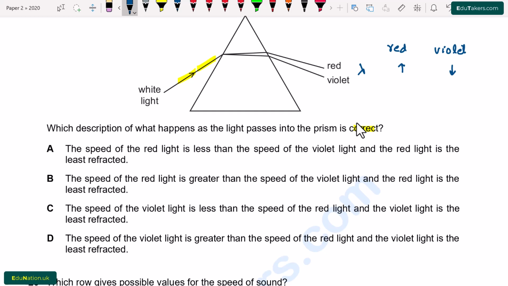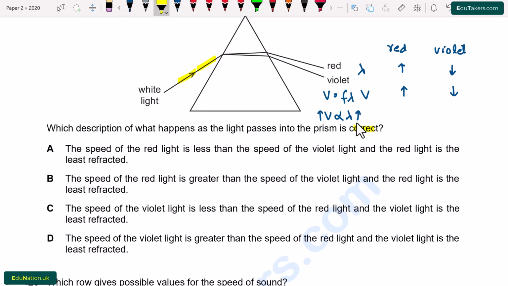When the white light entered into the prism, then the frequency does not change. So when the frequency remains same, speed is directly proportional to wavelength. So the light that has greater wavelength should have greater speed. It means that the speed of red light is larger as compared to the speed of violet light. The wavelength of the red light is larger, due to which there will be small bending. So we see the options.